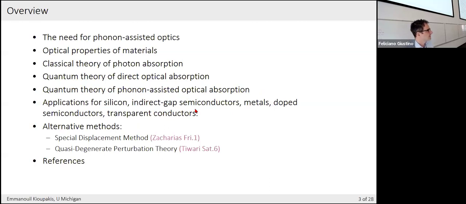Silicon, as well as other indirect gap semiconductors. We'll discuss metals. We will discuss doped semiconductors, which we treat like metals, and transparent conductors. And I will conclude with presenting the alternative method that you will hear in this school on Friday and Saturday. And I will also give you a few references for further reading.